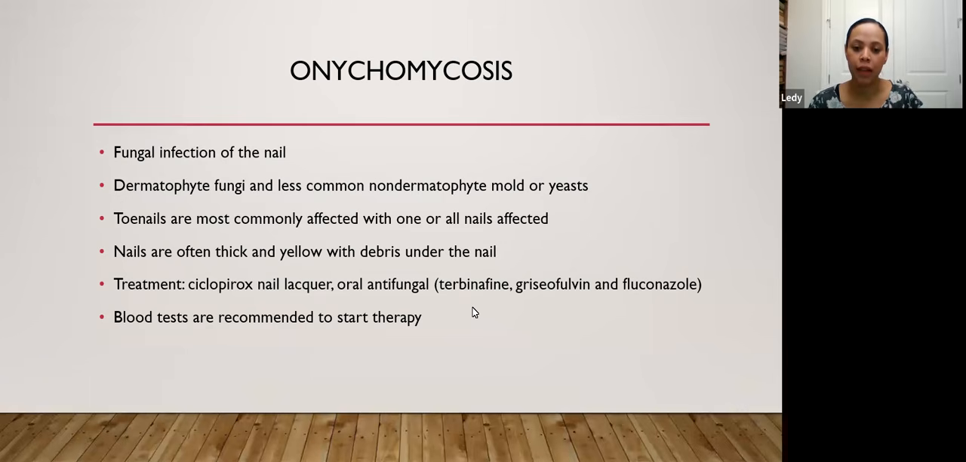Toenails are most commonly affected, with one or all the nails. So you might just see one toenail, one fingernail, or all the toenails, or one foot and not the other, one hand and not the other. Especially in my athletes, I see a lot of toe fungus. Nails are often thick and yellow with debris under the nail.